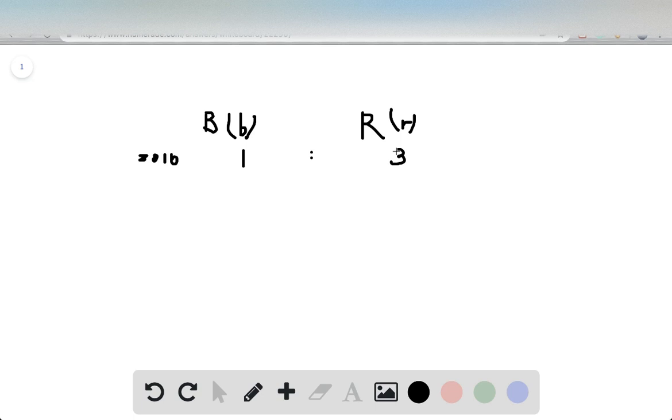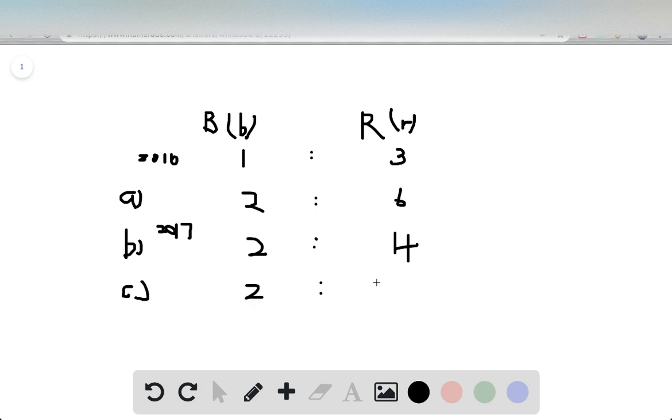Okay, so then we can answer questions A, B, C because they are actually all the same question but with different numbers. So I'll just write it down, A, B, C. In all these three scenarios, in 2017, which is a year after, the price has changed. For question A, the price of beans has changed to 2, while the price of rice has changed to 6. Question B is 2 for beans and 4 for rice. And here, it is 2 for beans and 1.5 for rice.